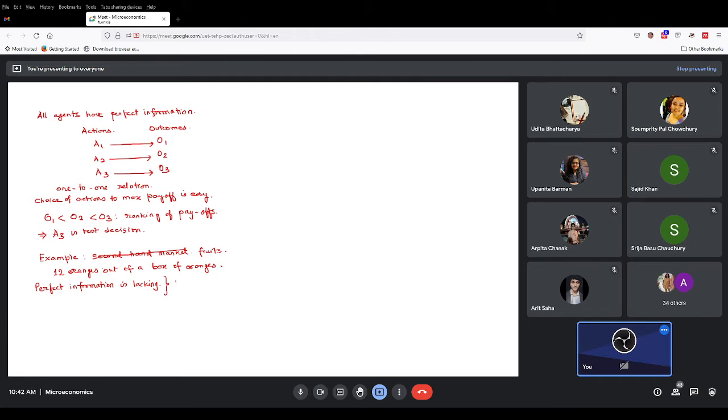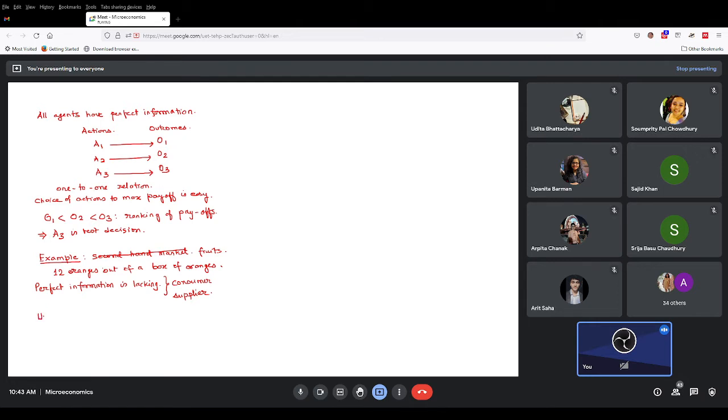So both the consumer and the supplier don't have perfect information. So if you choose 12 oranges, they may turn out to be good or bad. If the supplier chooses, then also you may not get the best 12 oranges. Now the good thing about this is that both the consumer and supplier lack the information.